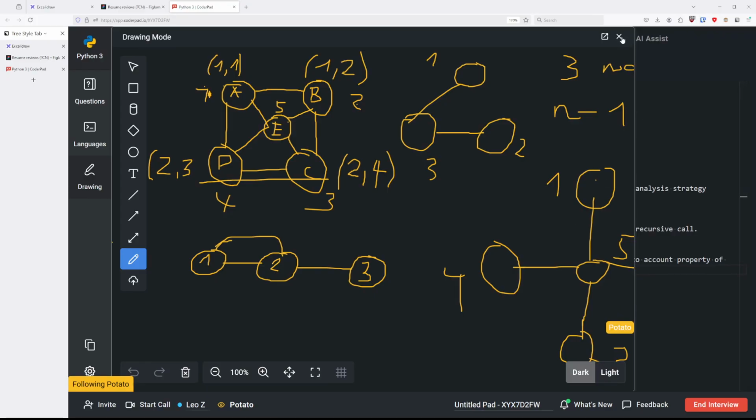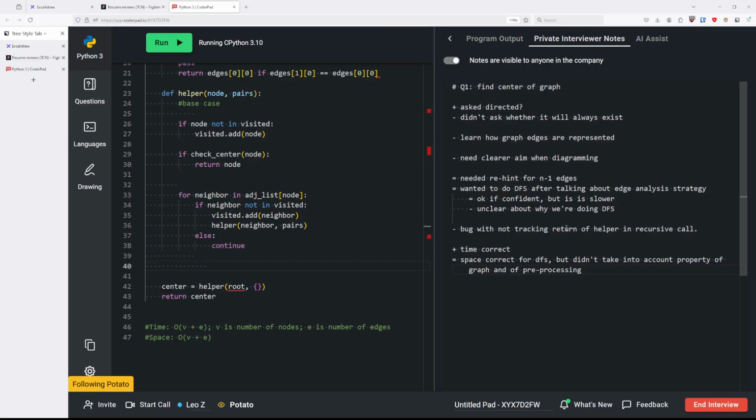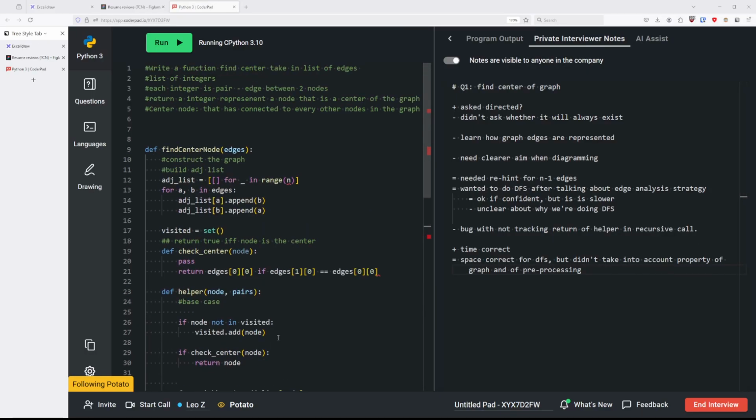Let's talk about it. What went well? What do you think could have been better here? I think I should ask more clarifying questions at the beginning to have a clear understanding of what we're trying to find. No, that's true. How about what went well?